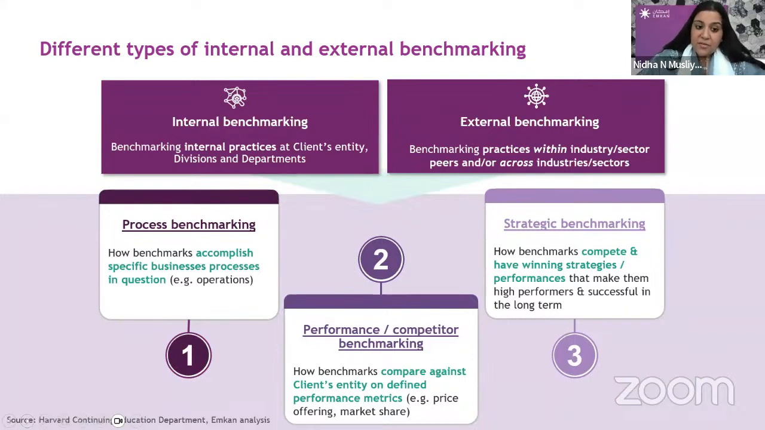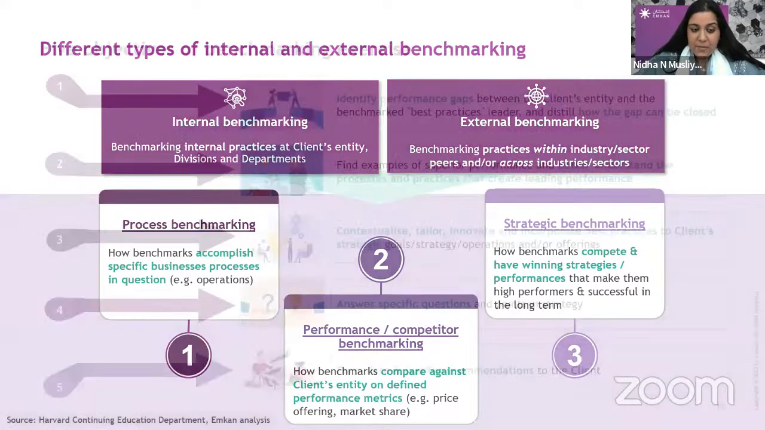So as I mentioned, there's internal and external benchmarking. We can have process benchmarking. You can have performance and competitor benchmarking and strategic benchmarking. So process benchmarking is how do you accomplish certain specific business processes? It could be examining internally or externally a client's operations. If you're looking at performance and competitor benchmarking, you could be looking at where the client's entity stands based on certain defined performance metrics, whether it be price offering, market share, or market capitalization. And then you've got strategic benchmarking. How do you define and how do you come up with winning strategies and performances? So strategic benchmarking can also include some process benchmarking and performance and competitor benchmarking. These are not discrete and they can be done in combination.